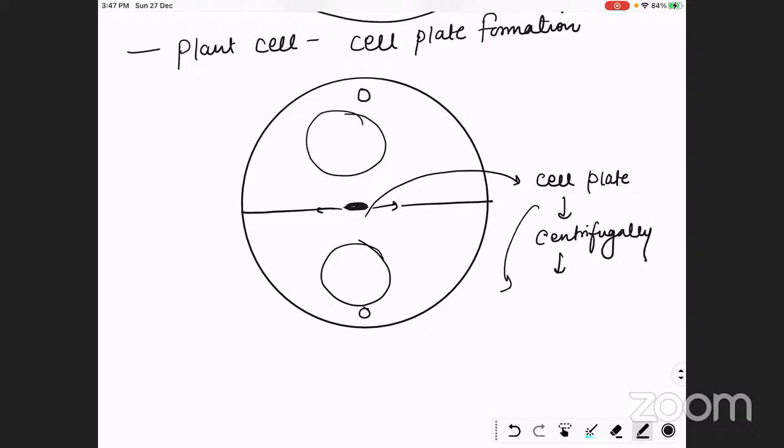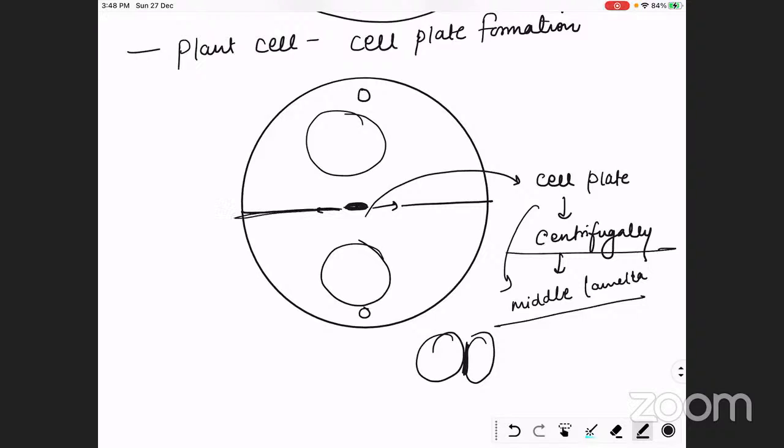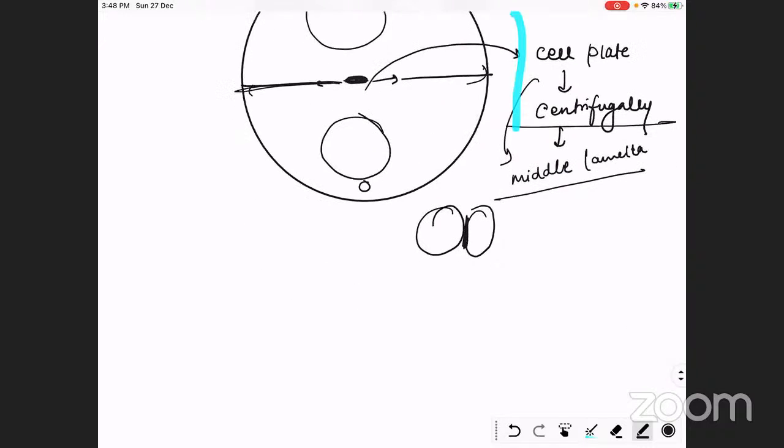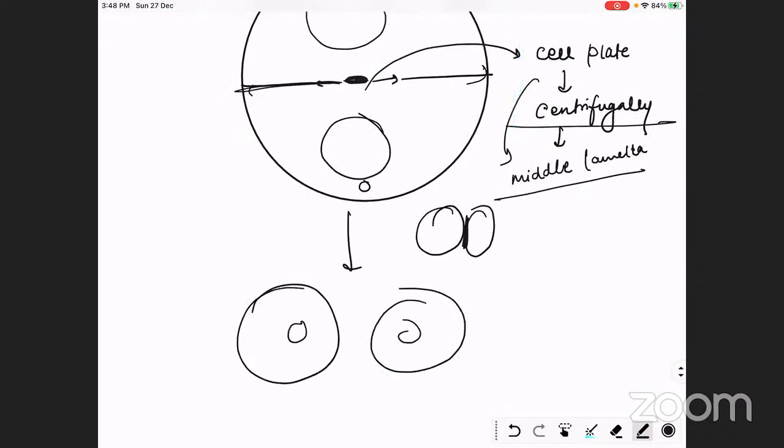Basically the cell plate looks like the middle lamella. What is the middle lamella? It is the common wall between the two cells. The common wall between the two cells is the middle lamella. It will look like the cell plate. So the cell plate moves centrifugally towards the periphery, and it will divide the parent cell into the two daughter cells. So that's how the cell division takes place.